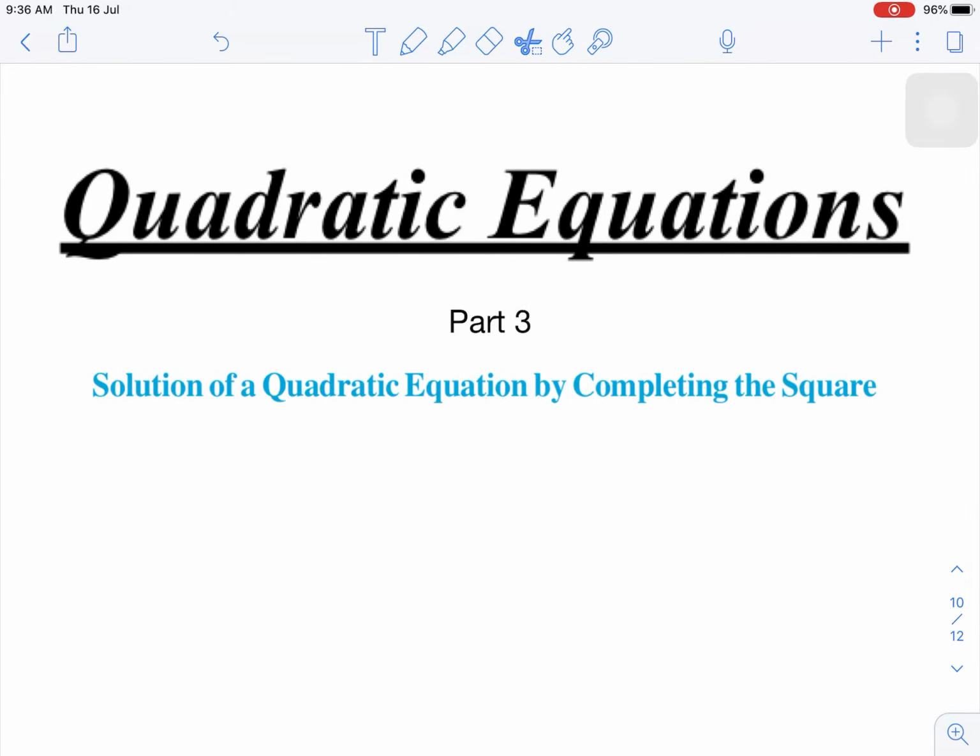So hello students, we have started a chapter that is quadratic equations. In the previous class we have learned how to find the solution of quadratic equations by the factorization method. Now today we are going to learn the second method, that is finding the solution of a quadratic equation by the completing square method. For the completing square method, one formula is necessary.